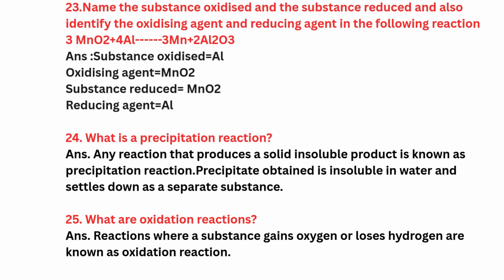Question number 23. Name the substance oxidized and the substance reduced and also identify the oxidizing agent and reducing agent in the following reaction. 3MnO2 plus 4Al gives 3Mn plus 2Al2O3. Substance oxidized is aluminium Al. Oxidizing agent MnO2. Substance reduced MnO2. Reducing agent Al.